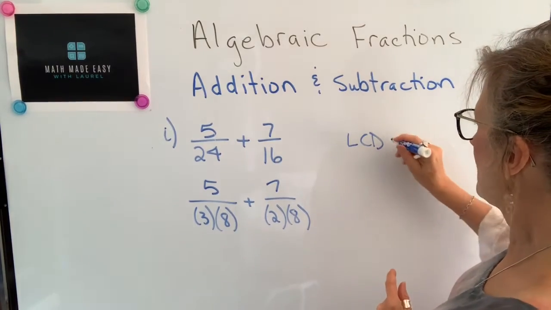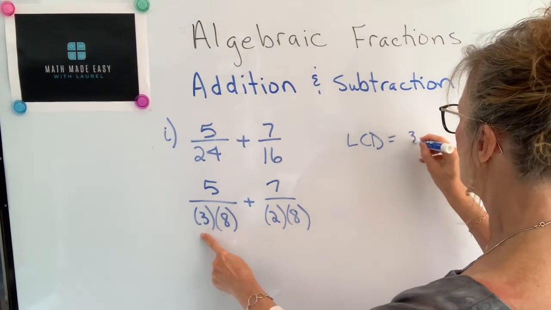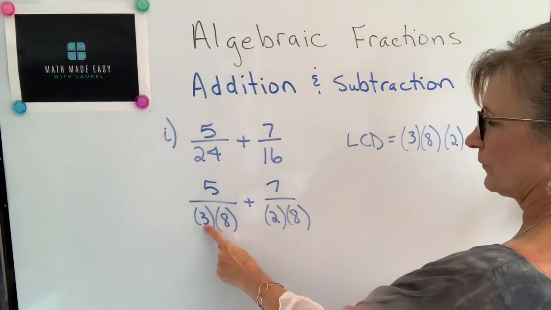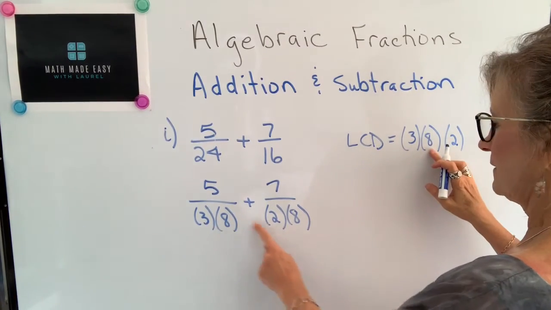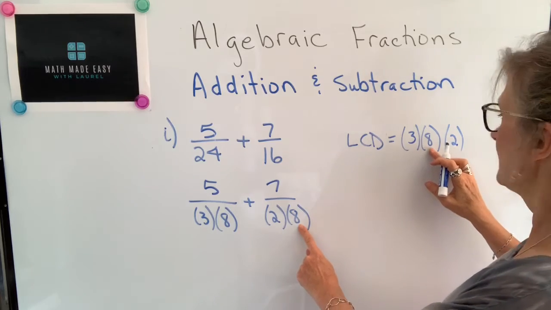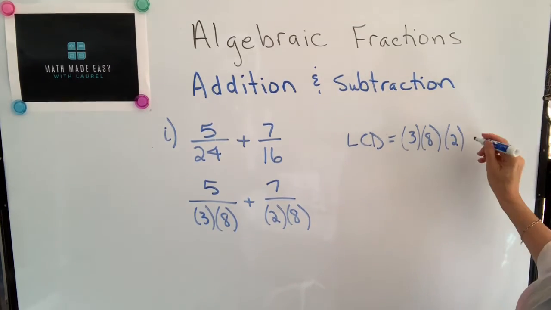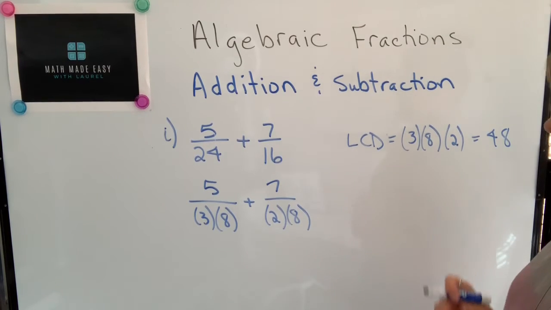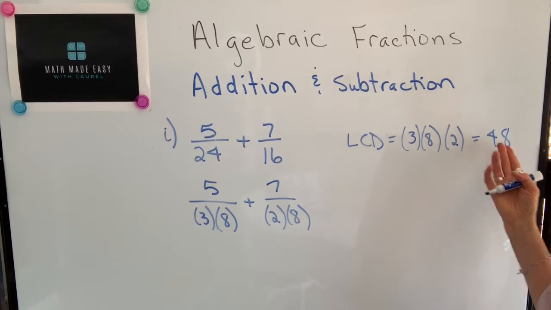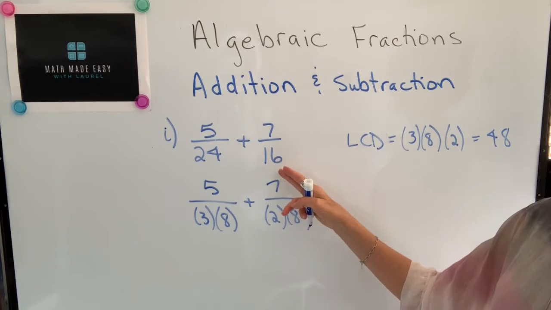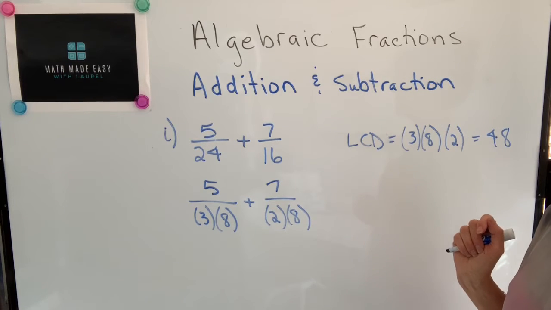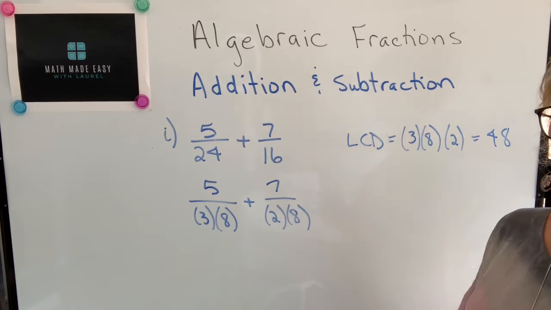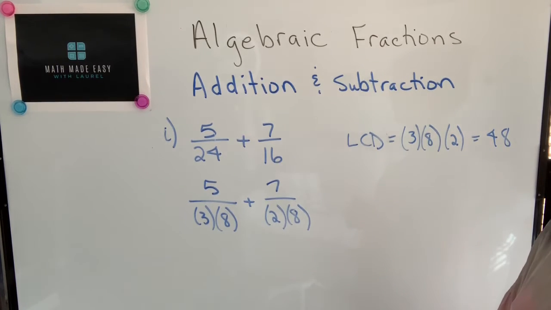So your lowest common denominator will be a product of all of your factors without repeating any. So I've got a 3 times an 8, that covers that 8 as well, times 2. So this should be my lowest common denominator, which is 48. That means we've found the lowest number that both 24 and 16 will divide into evenly. Then you want to change these to equivalent fractions with 48 as the denominator.